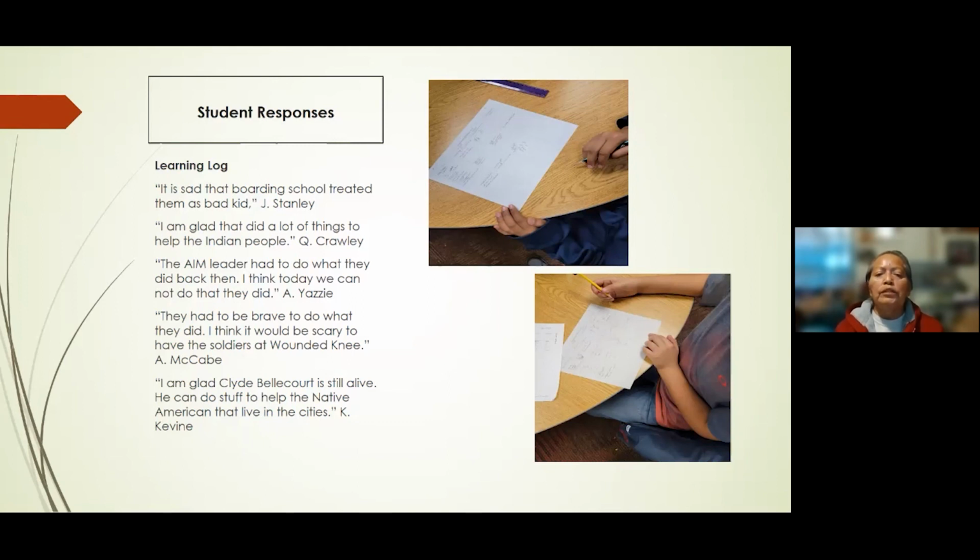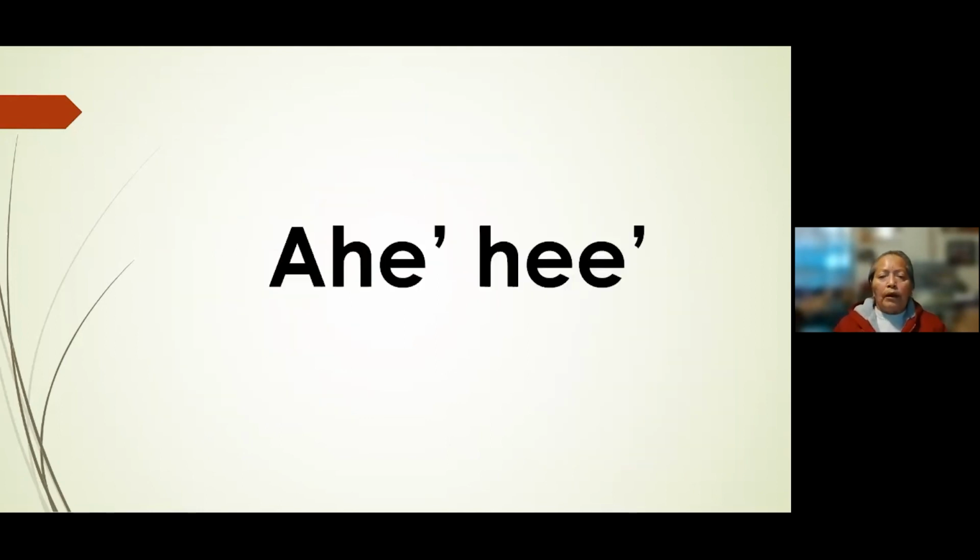And that he can do stuff to help Native Americans that live in the cities. And he made a connection with that because he just came back from living in Phoenix, which is one of the major cities in Arizona. His mom stayed in Phoenix, and now he's staying with his grandma to live here on the reservation because it was more expensive to live in the city. So he made that connection of how Belcourt helped a lot of Native Americans that live within the city. And that's the end of my unit.